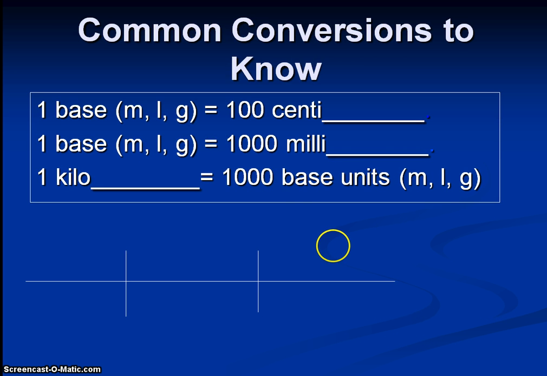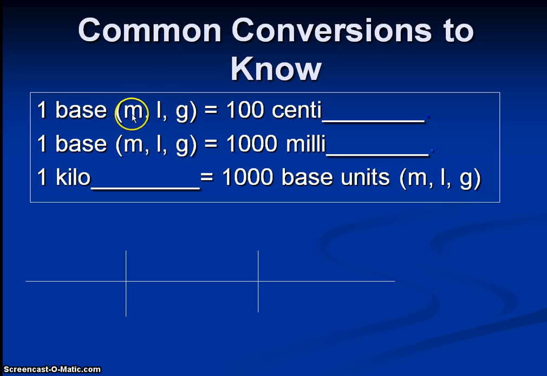These are some common conversion factors to know, and it looks a little confusing. Let me explain what this box is showing you. Base unit is not used in science, it's just saying in general what you're measuring. So for example, if you're measuring length, your base unit would be meter. If you're measuring volume, your base unit would be liter, L-I-T-E-R, and if you're measuring mass, your base unit would be grams. So you won't ever see base written in a problem, you'll see either meters, liters, or grams.